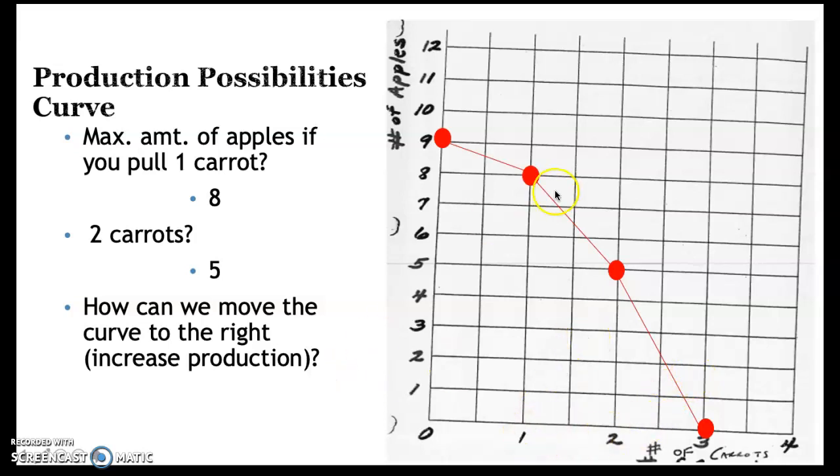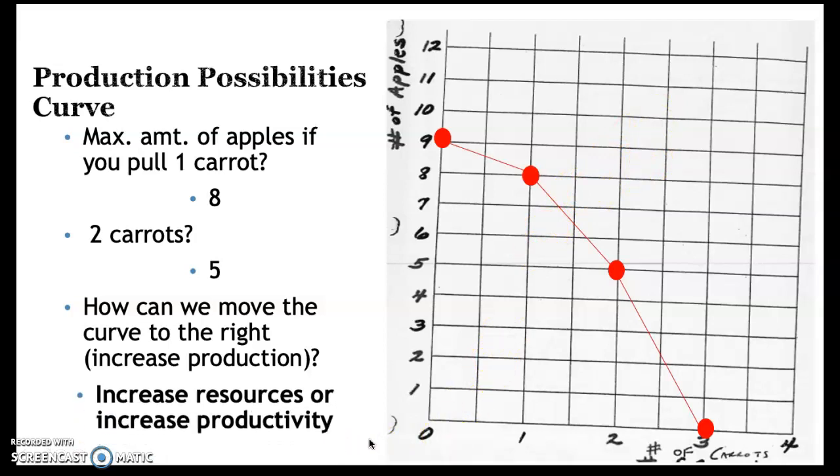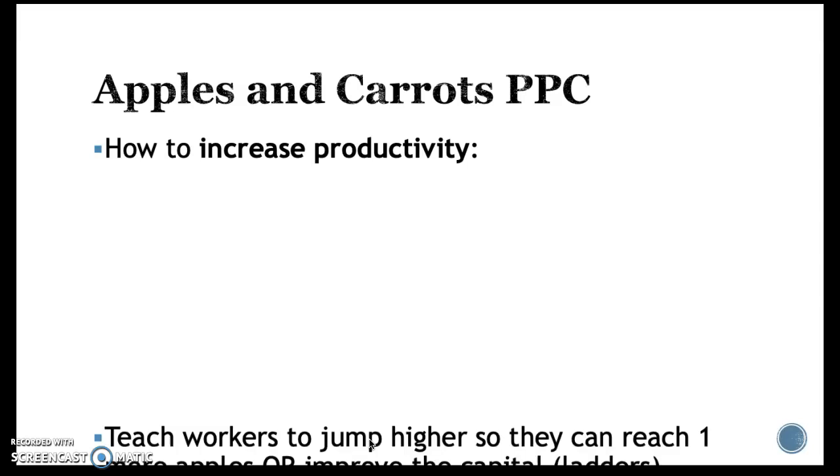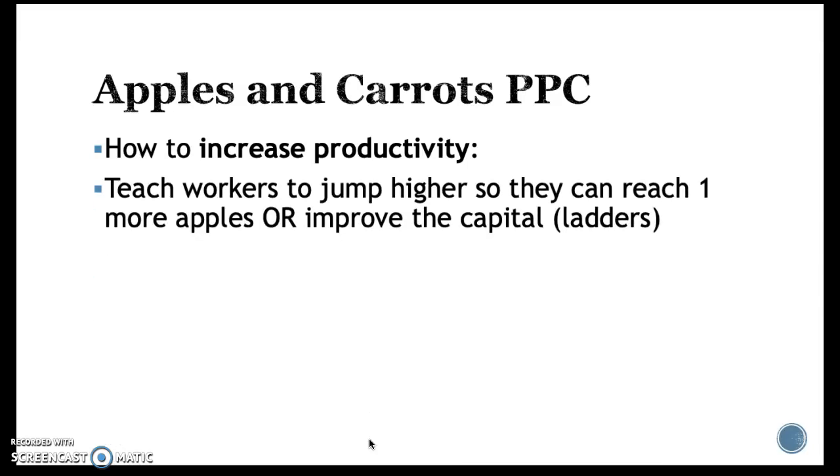But how do we increase our production, aka how do we take this curve here and move it up, or move it to the right, if you will? There are 2 different ways to do that. We can either increase our resources, aka increase workers, or increase our productivity. We're going to start with increasing productivity. There are a couple of different ways to increase productivity. The first one would be to teach your workers how to jump higher so that they can reach 1 more apple, or to improve their capital, aka give them a tool they could use to reach more apples, something like ladders.